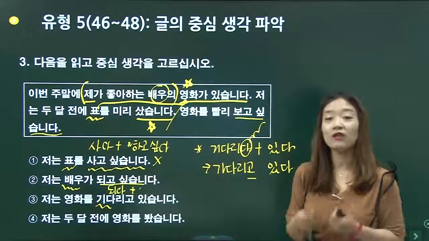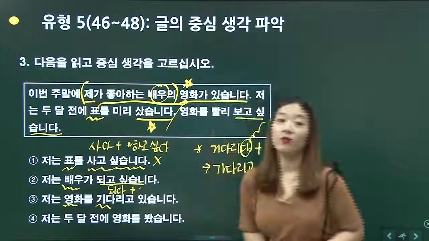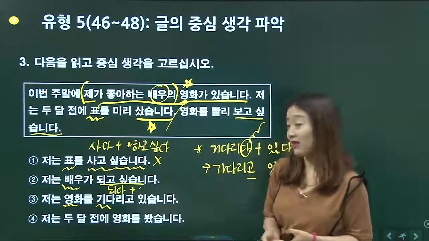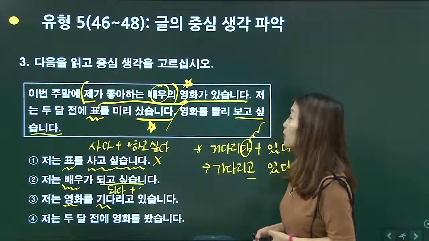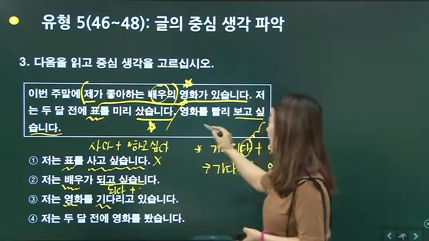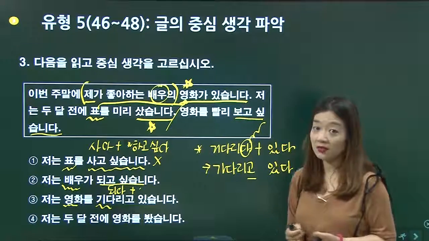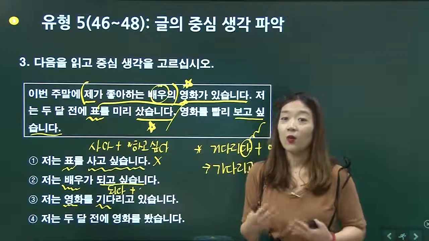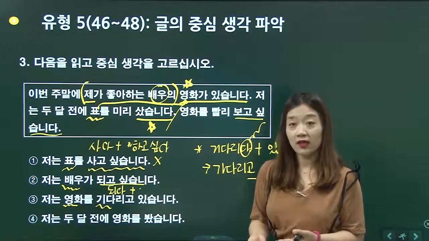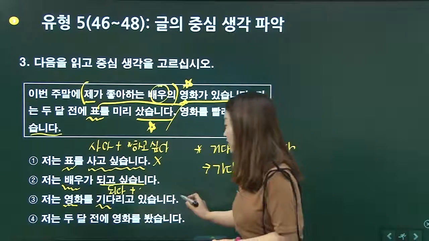So I'm waiting for what? Movie. I'm waiting for the movie. It means I didn't watch the movie, right? Is it true? I bought a ticket already, but I didn't watch the movie, because it said 영화를 빨리 보고 싶습니다. I want to watch the movie, which means I didn't watch it; I'm going to watch it later. So it can be the answer. It's true.